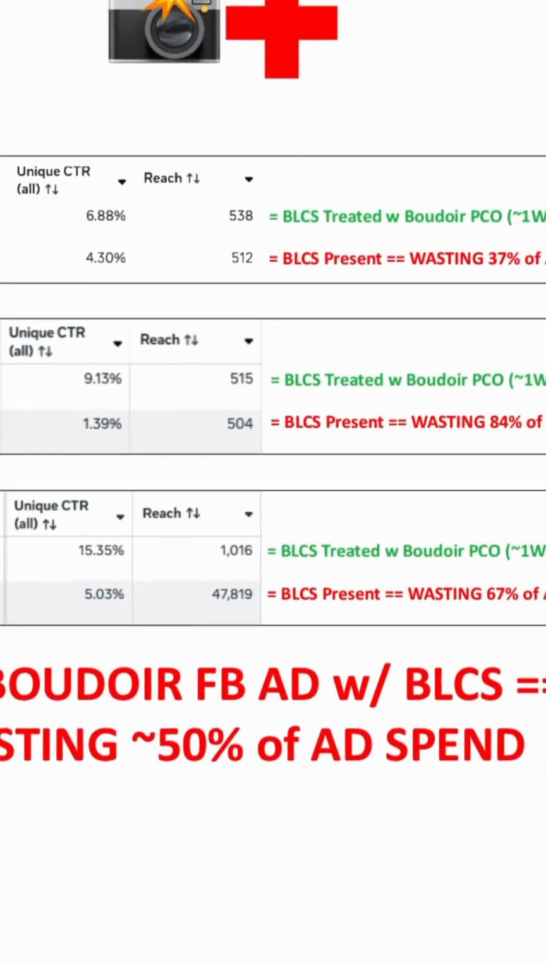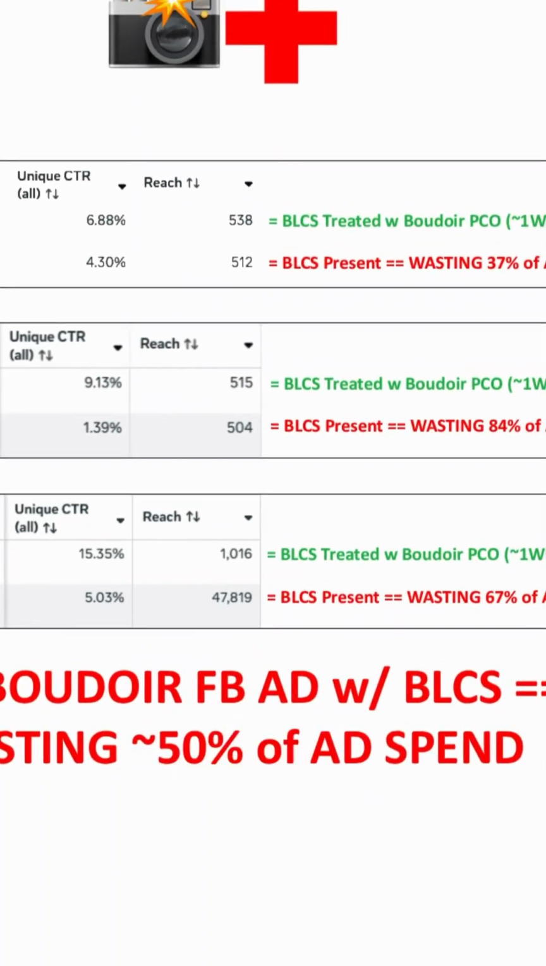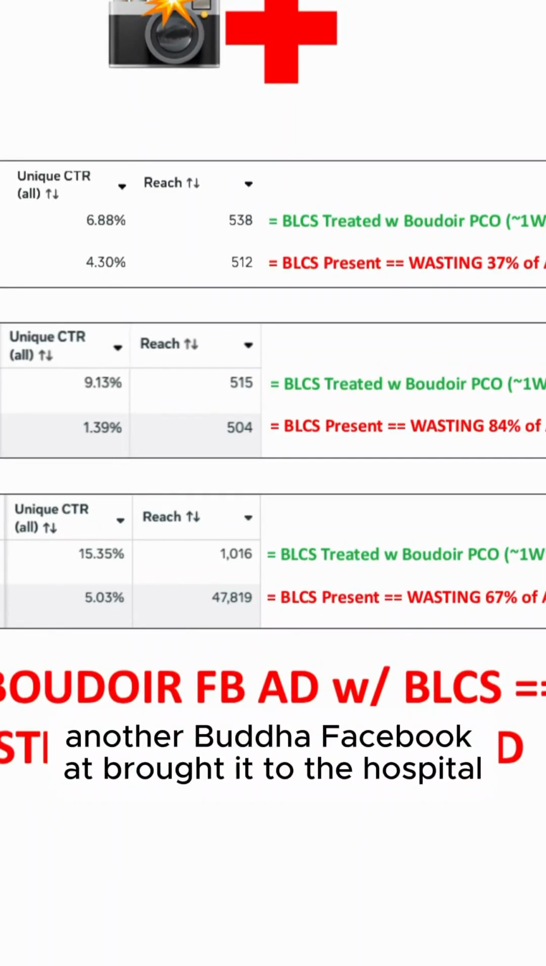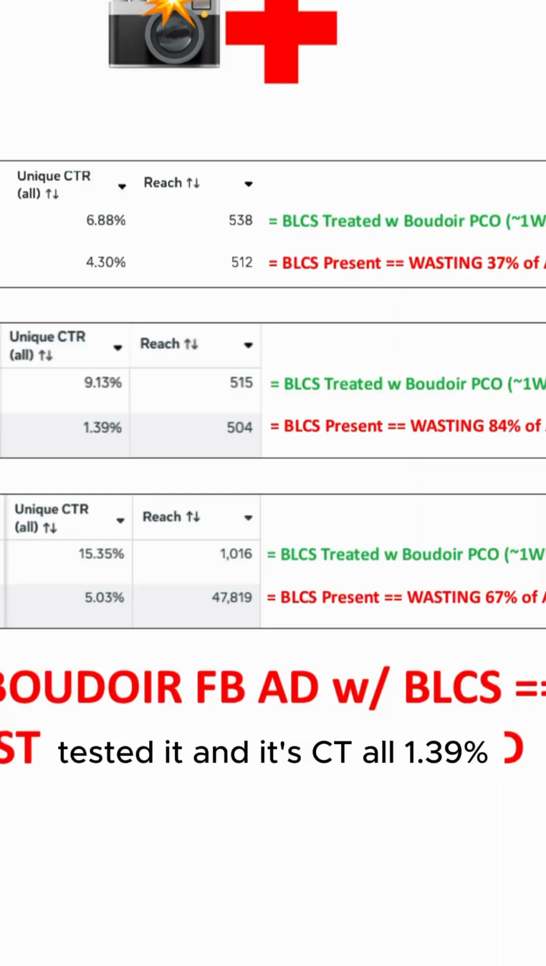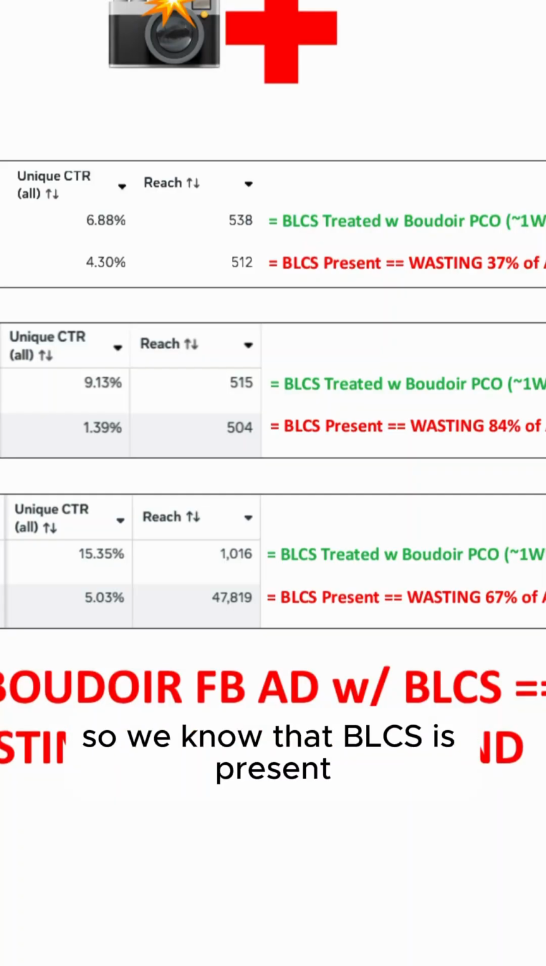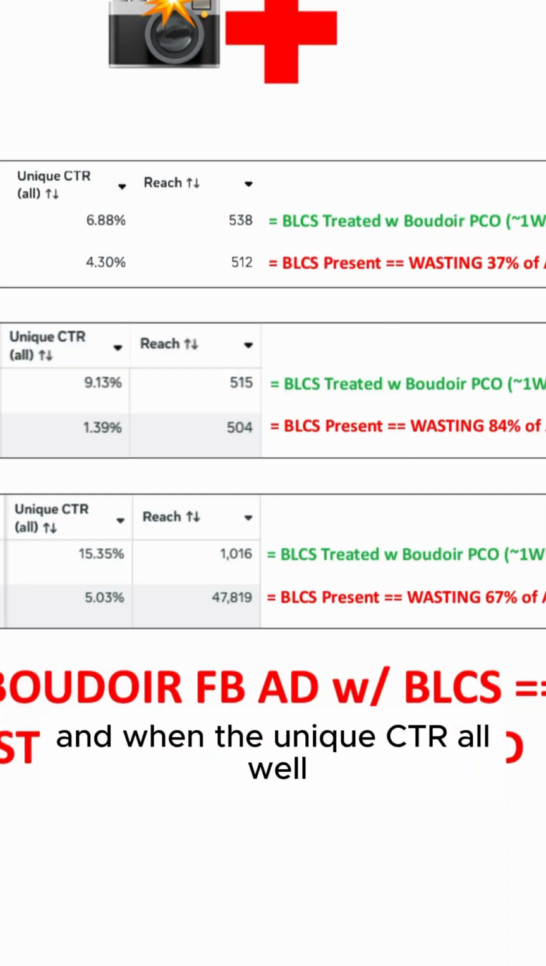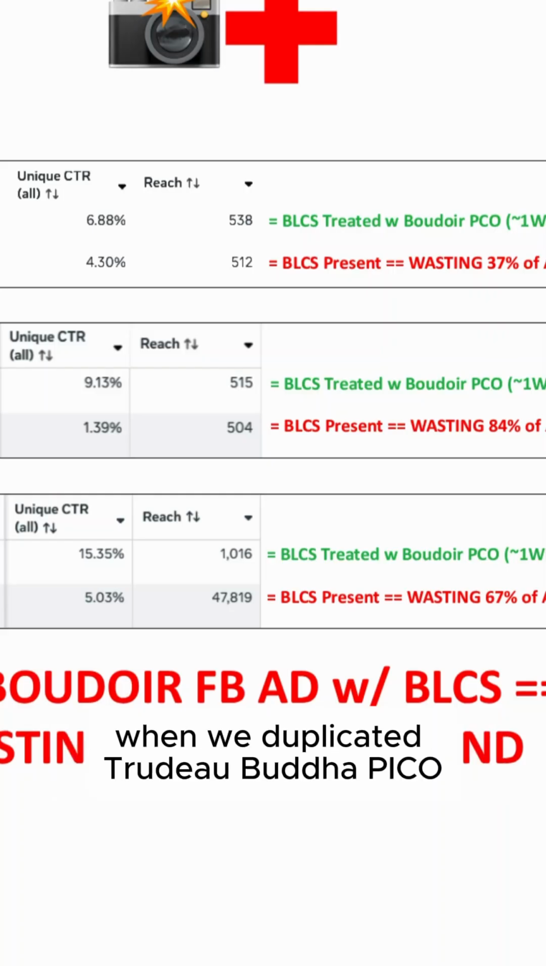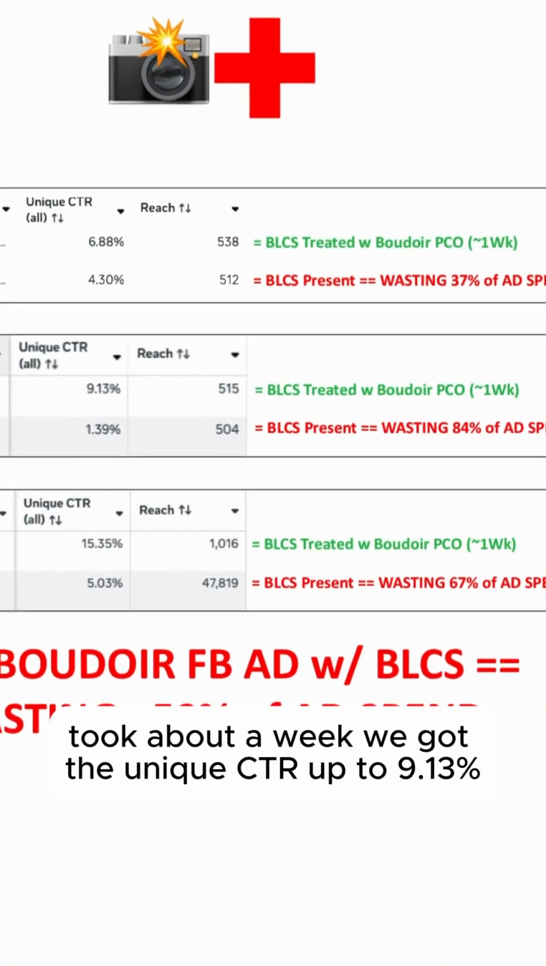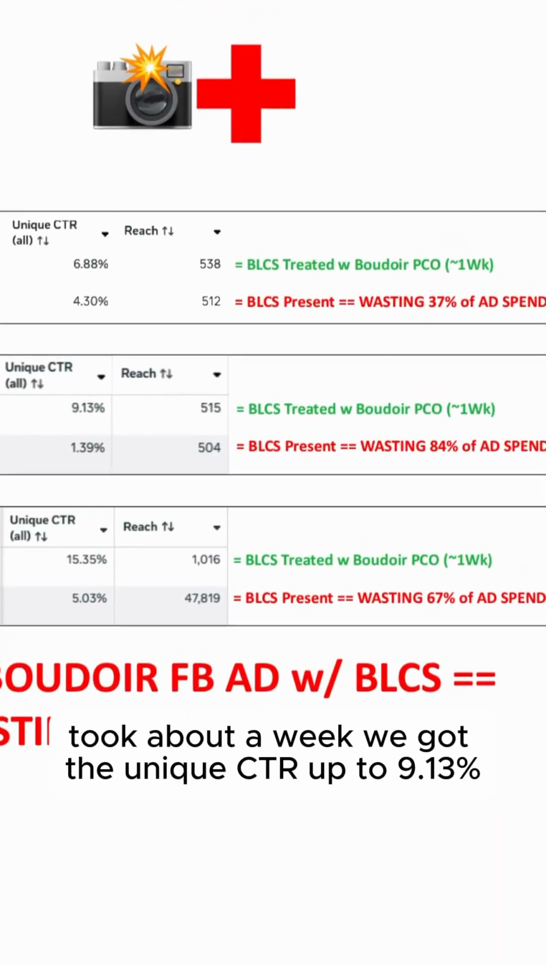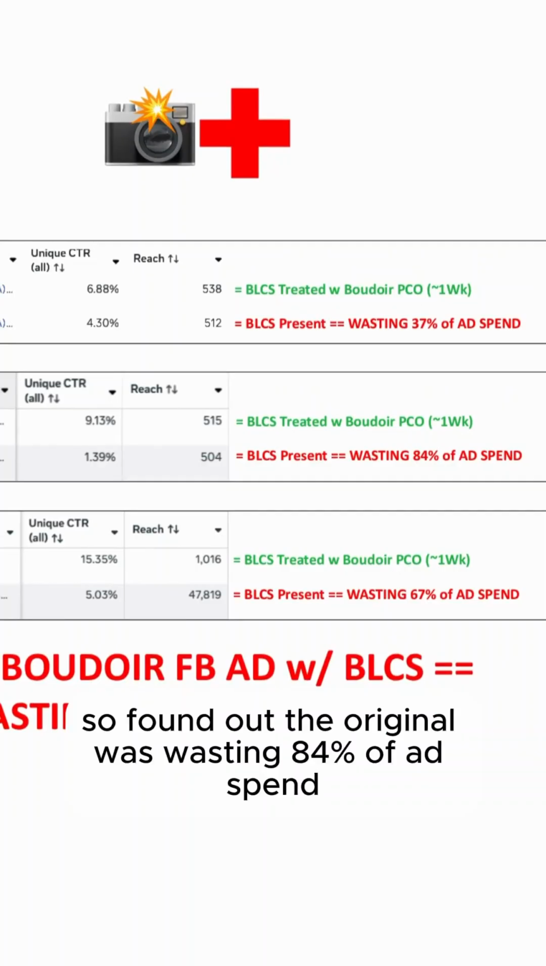Next, found another Boudoir Facebook ad, brought it to the hospital, tested it. Unique CTR 1.39%. So we know that BLCS is present. And when we duplicated, treated with Boudoir Pico, took about a week, we got the unique CTR up to 9.13%. So we found out the original was wasting 84% of ad spend.